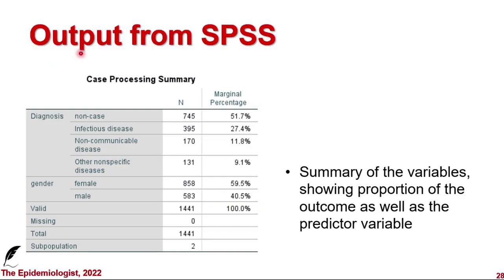Let us look at the following output from SPSS. The case processing summary summarizes the variables. It shows the proportion of the outcome as well as the predictor variables. It also describes how many study subjects were included in the model.